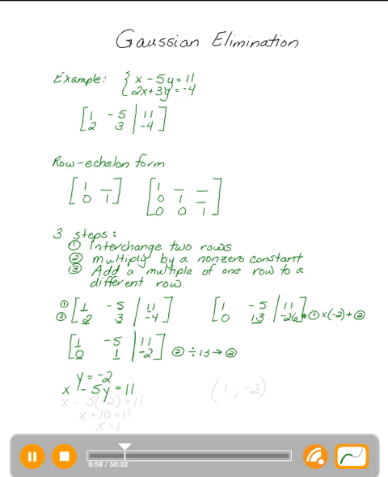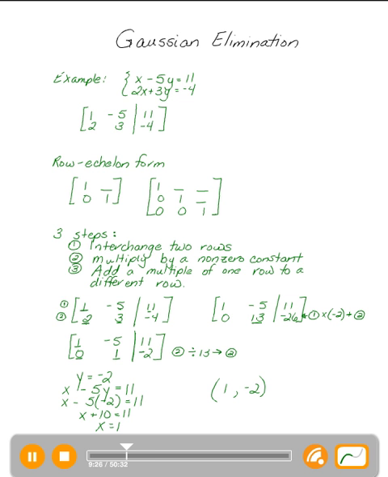If you know that y is equal to -2, we can plug that in. And so what we get is x minus 5 times -2 equal to 11, or x plus 10 is equal to 11, or x is equal to 1. That will give us a solution to our system of 1, -2. And I do suggest you check that as an answer to your system, but that does finish our first example.